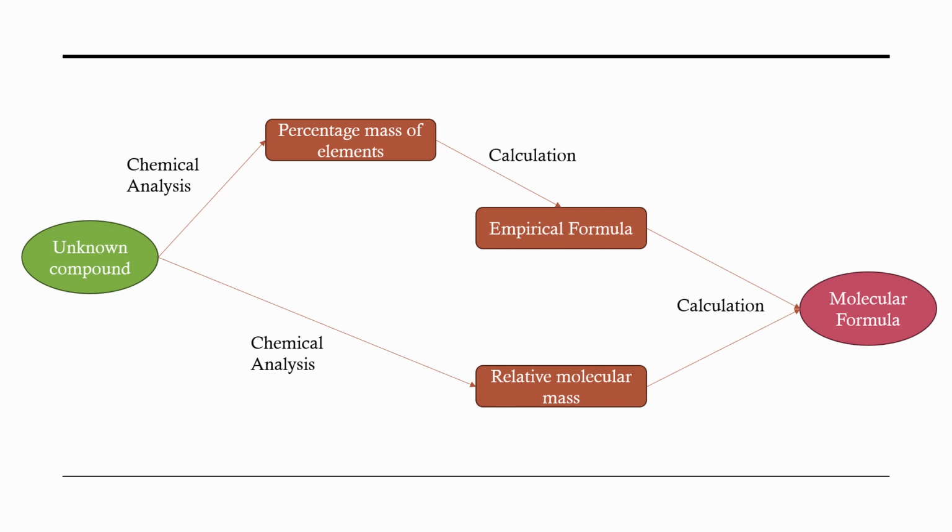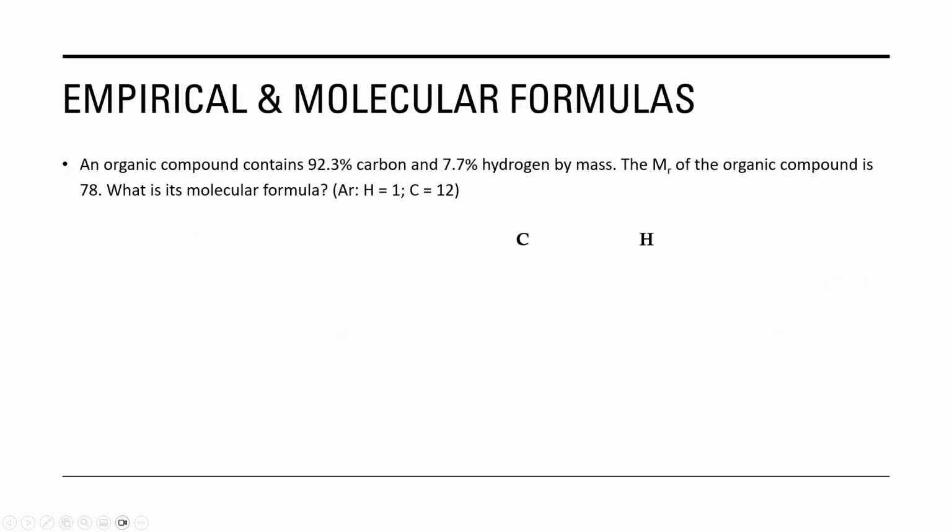Let's say we have an unknown chemical and we have experimentally determined it to be made out of 92.3% of carbon and 7.7% of hydrogen by mass. Further, we have also experimentally determined that its relative molecular mass is 78. How do we find out what is the identity of this chemical? To know its identity, we have to find its molecular formula. And as we discussed earlier, to find its molecular formula, you first have to derive its empirical formula.